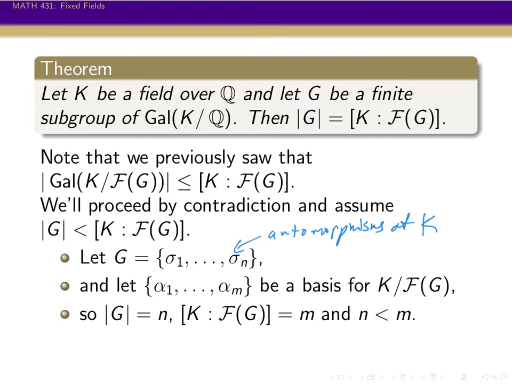Then we're going to be looking at K over the fixed field of G. So since this is a field extension, we can get a basis. And so its basis elements are going to be alpha 1 through alpha m. And so just by our definition here, the number of elements of G is equal to n. And since the basis for K over the fixed field of G has m elements, that's equal to the degree. So the degree of K over the fixed field of G is going to equal m. And we're having the order of G strictly less than the degree of K over the fixed field of G. And so that means here that we're assuming that n is strictly less than m.